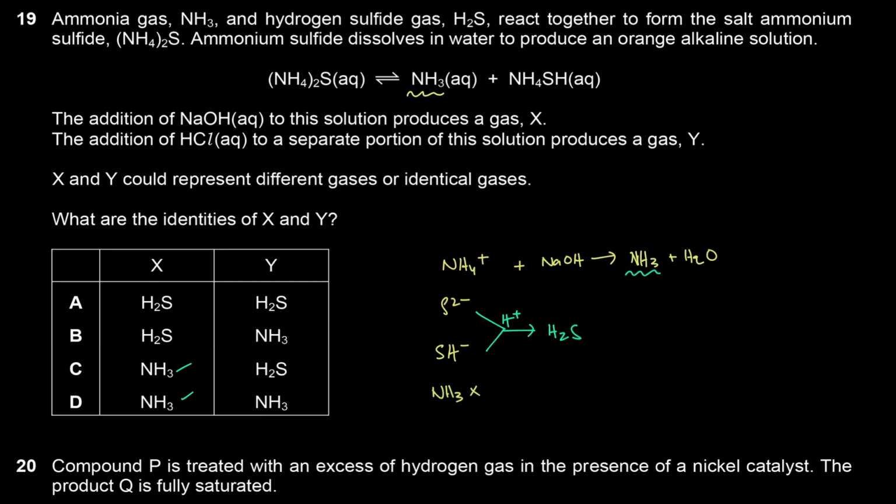So the answer here is C, right? The anions here can react with acids. They can gain protons. They can accept protons to form hydrogen sulfide, whereas the ammonium ion here can react with sodium hydroxide to form ammonia. So the answer here is C.